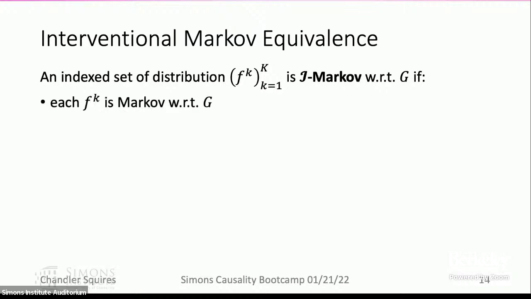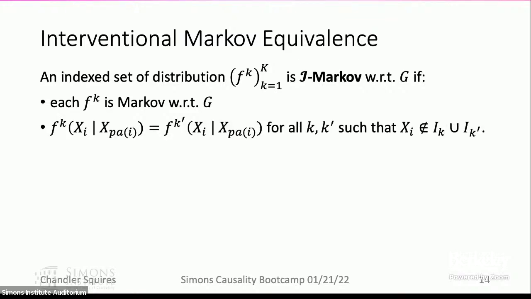So the first requirement is that each distribution individually is still Markov with respect to the graph. This is a sensible one. We're not breaking the Markov property when we do an intervention. We might be breaking other things, like we discussed faithfulness. If we're doing a do intervention, it doesn't have to be faithful to the original graph, but it's still going to factorize according to the original graph. This is basically due to the constraint, even in soft interventions, that the variable is still a function of its parents and not other variables.